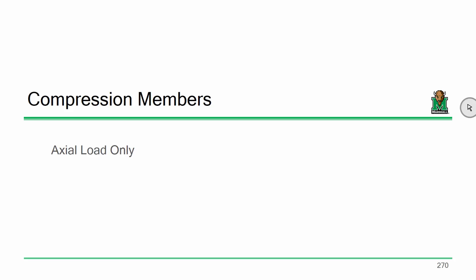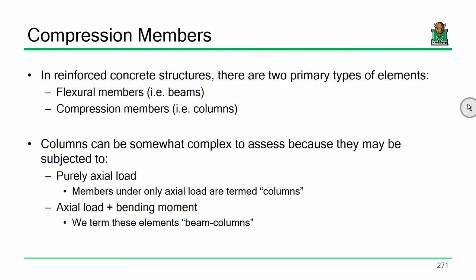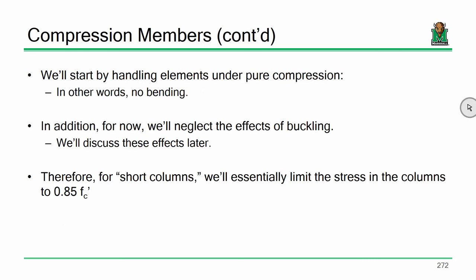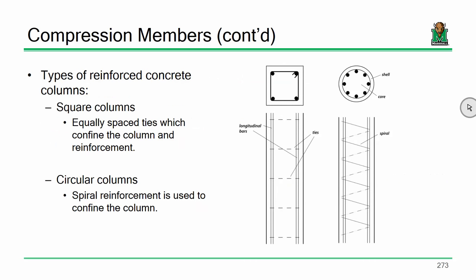Okay, so real quick, let me quickly recap columns and what have you. I think you're going to find that at least axially loaded columns are pretty simple. So again, we're going to cover two types of columns in this class: members subjected to purely axial load, and then axial load plus bending. We're not going to consider the effects of buckling for what we do in here, so we're basically just going to limit our compressive stress in the concrete to 0.85 f'c. We will deal with different types of columns, particularly rectangular or grid reinforced type columns, and then spirally reinforced columns, aka circular columns. They perform a little better because they have better confinement.